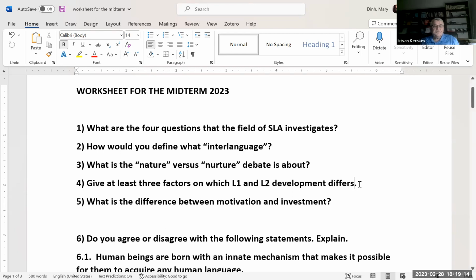Give at least 3 factors on which L1 and L2 development differs. We also talked about the differences between L1 development and L2 development, and we mentioned several factors that are different in the development of the first language and development of the second language. You have to mention at least 3 of them.